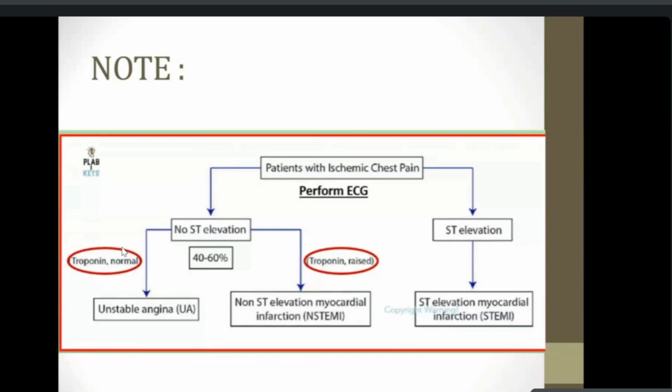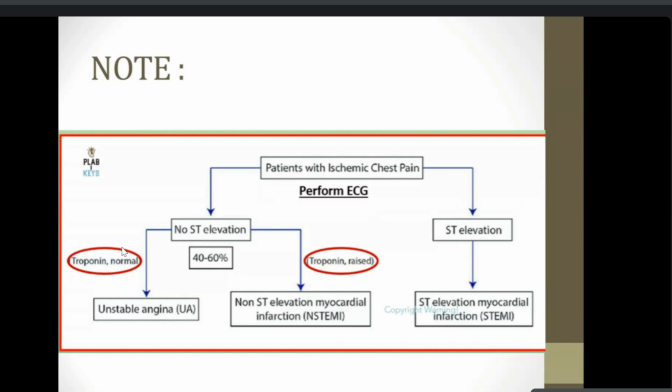You can take a picture of it. We have a patient with ischemic chest pain. Of course, we will perform an electrocardiogram. We will see if we have an ST elevation or a non-ST elevation.